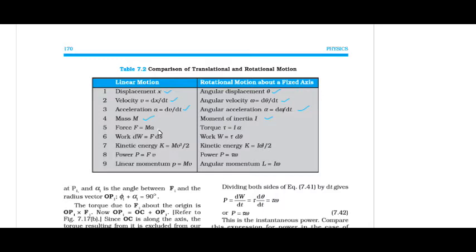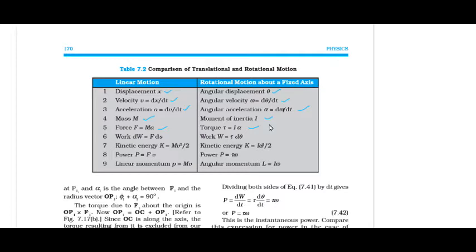In linear motion, F is equal to ma. In angular motion, F is represented by torque, and torque tau is equal to I alpha. In linear motion, work done W is equal to F ds. In angular motion, work done W is equal to tau d theta. Because F is represented by torque, instead of F we have written tau. Distance is represented by ds, so in angular motion, distance is represented by d theta.